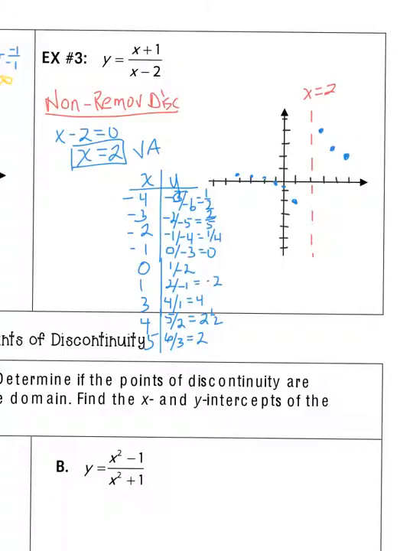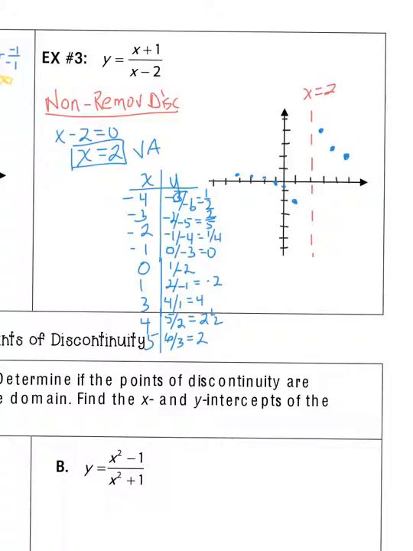Okay, so what if I put 100 in there? 100 plus 1 is 101. 100 minus 2 is 98. So 101 over 98 is going to be 1 and 3/98ths. That's really close to 1. And if I put a million in there, it's still going to be 1,000,001 over 999,998. So that's going to be like 1 and something out of 999,998. It's going to be really close to 1.